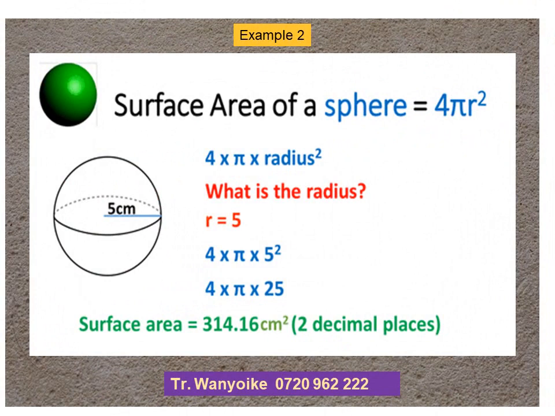We can look at another example. The surface area of a sphere we have seen is given by 4 pi r squared. So a sphere with a radius of 5 will give us 4 times pi times r squared, which is 4 times 3.14 times 5 squared, which is 25. That will give you the surface area of this sphere as 314.16 centimeters squared, corrected to two decimal places.